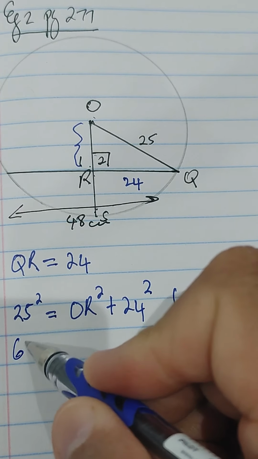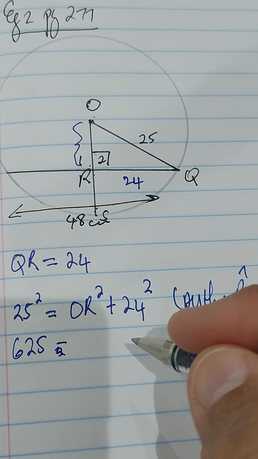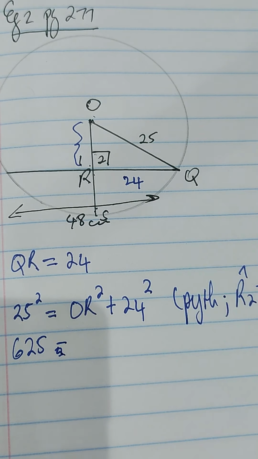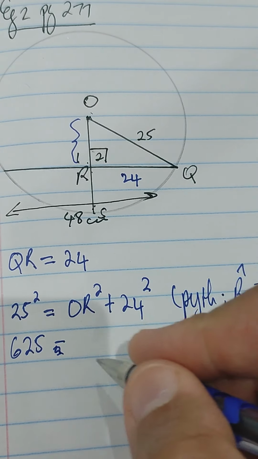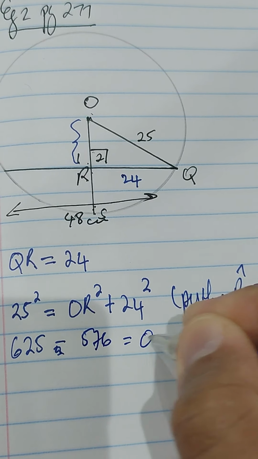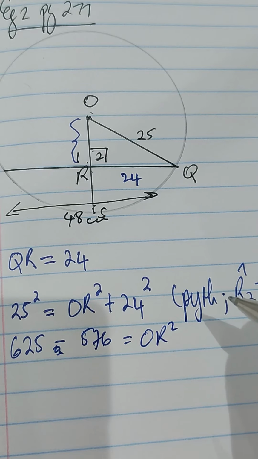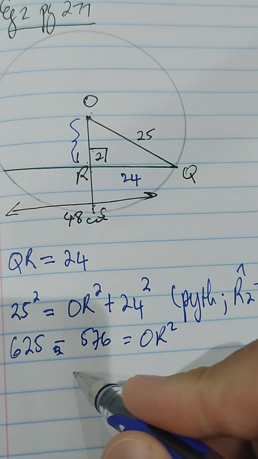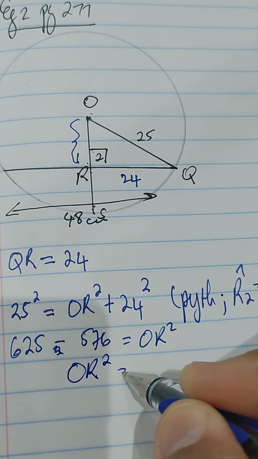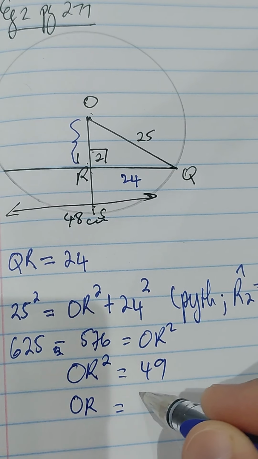So 25 squared is 625 minus 24 squared, which is 576. I think we'll just get the calculator quickly. 576 was correct. Equals OR squared. So 625 minus 576 is going to be 49. So OR squared is equal to 49, and the square root thereof is going to be 7.